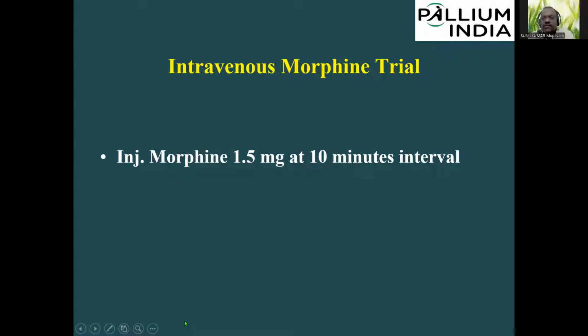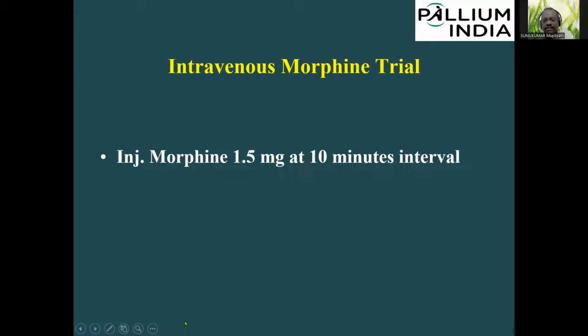So what is the immediate side effect that you expect by administering injection morphine in this manner? Drowsiness, nausea, vomiting, sedation. Okay. Anything? Sedation. Pruritus. Okay. Constipation. I am asking about immediate side effect. Respiratory depression and sedation, sir. Okay. Itching. Yeah. So nausea and vomiting. Okay. So the most important side effect which can occur immediately would be nausea and vomiting.